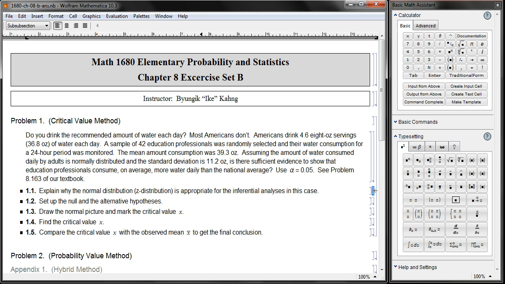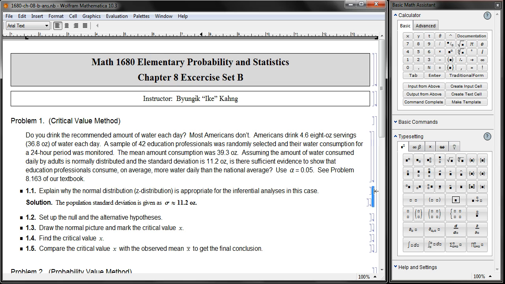There were two cases when we could use normal approximation, roughly speaking. Large sample size or known population standard deviation. Which is it? Sample size of 42 is not going to be the first, it's going to be the latter. Population standard deviation is known. 11.2 corresponds to population standard deviation, not sample standard deviation.